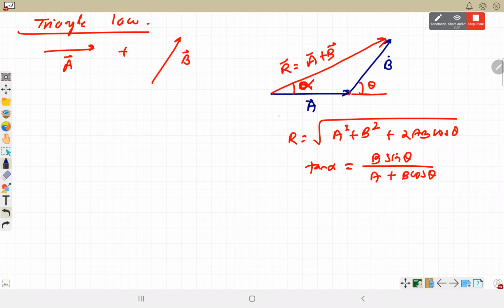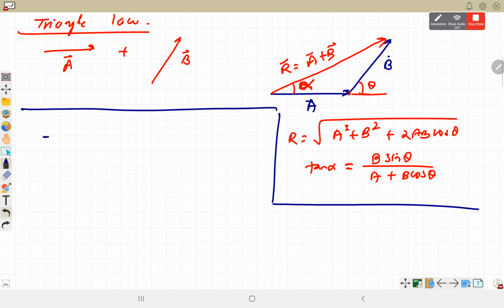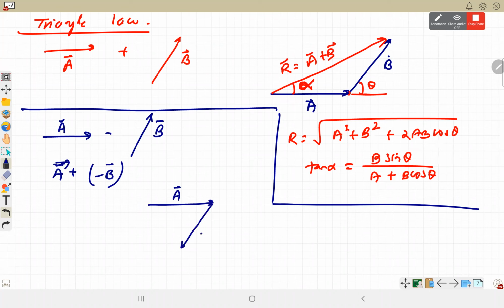Okay. Next is A minus B. So if you have to subtract the vector by using the triangle law, we will add A plus minus of B. Vector A is added to the opposite of vector B. A will be plotted as it is. B will be taken exactly of the same length but opposite in direction. Now A to minus B, when we add this, will represent vector A minus vector B.